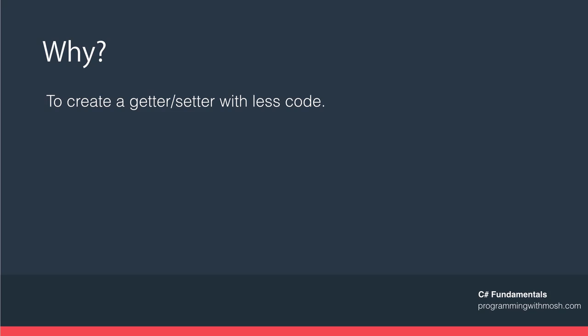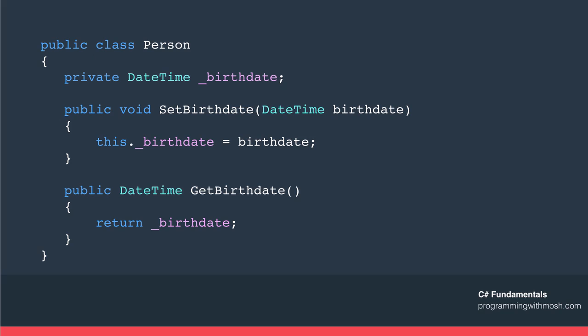So why do we need a property? Simply for creating a getter and a setter with less code. So let's see how we can write a property. Here is the code we wrote in the last lecture when we were working with fields. So to recap, we have a person class which has a birth date field, which is declared as private. And we have two methods here, setBirthDate and getBirthDate, which provide access to this field.